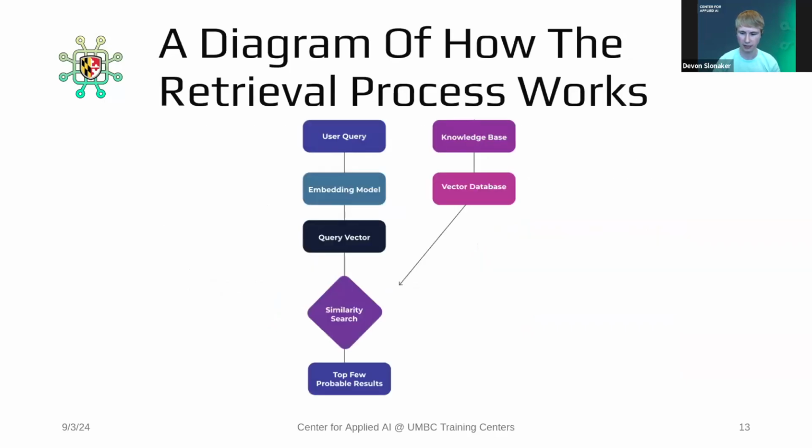So here's how the retrieval process itself works. As you can see, the user query goes into the embedding model, which is then used to query the vector database through a similarity search, and then the knowledge base also looks through its set of vector embeddings, and then it does a similarity search between the user query and what the vector database has, and then it returns the top, let's say, five most relevant documents.